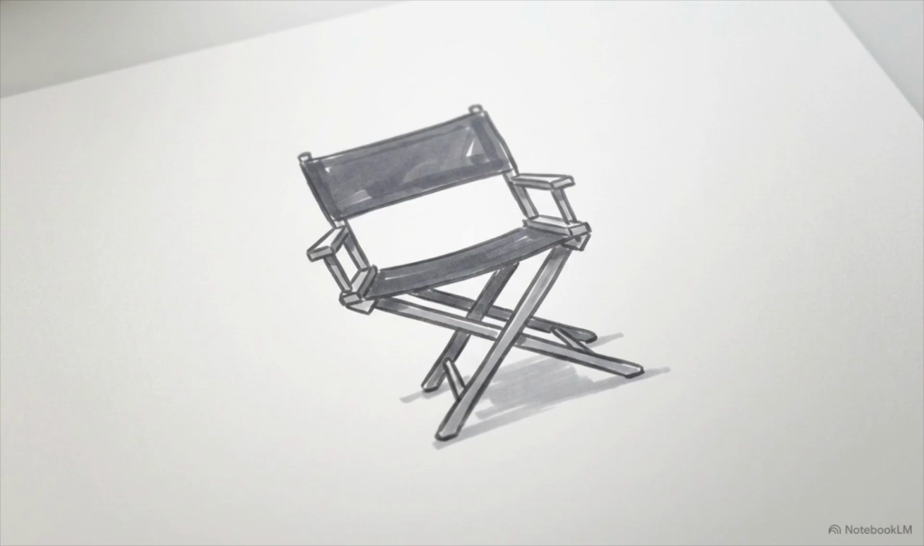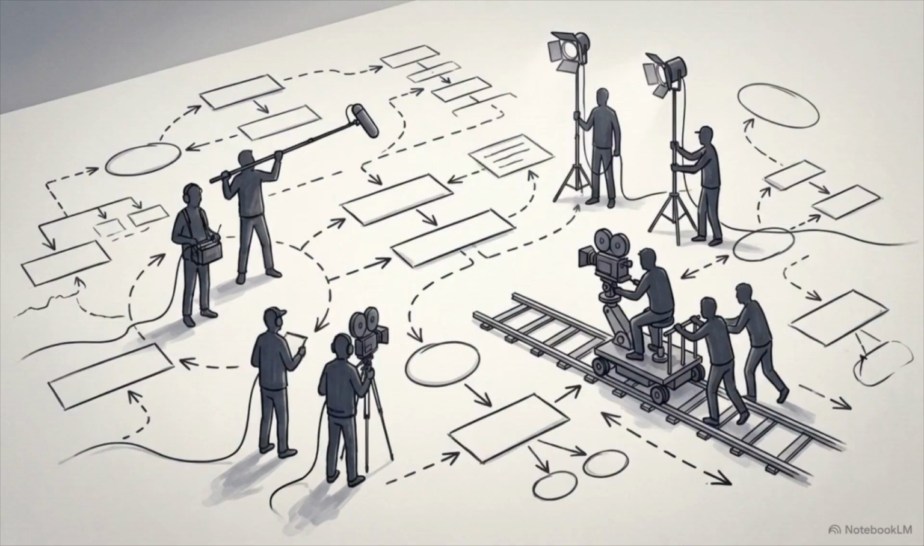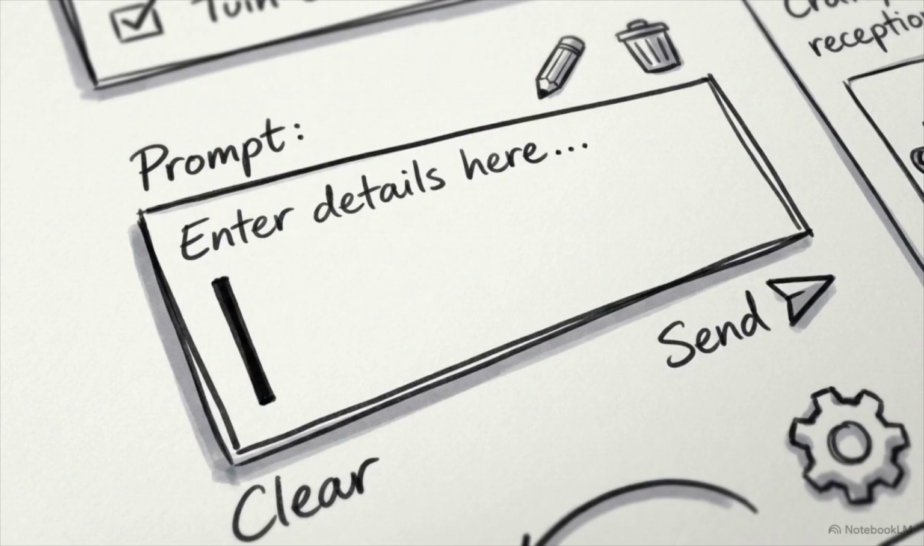Your role is changing into that of a director. Instead of building the sets or holding the camera yourself, you are making the high-level decisions from the director's chair. Modern AI generation tools function like a highly capable film crew. They are standing by on the soundstage right now, waiting for your instructions. The way you give those instructions is through prompting.